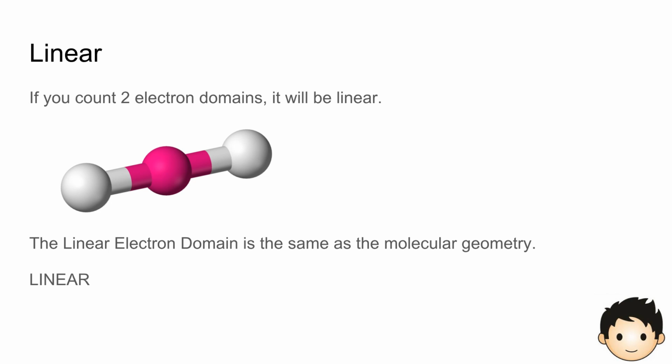molecular geometry. When you count two electron domains, it's always going to be linear. And for linear, there's only going to be one molecular geometry, and it's going to be linear. I'd say linear is the easiest one to remember because there's only one molecular geometry for it. The molecular geometry name is the same as the electron domain name, just linear.